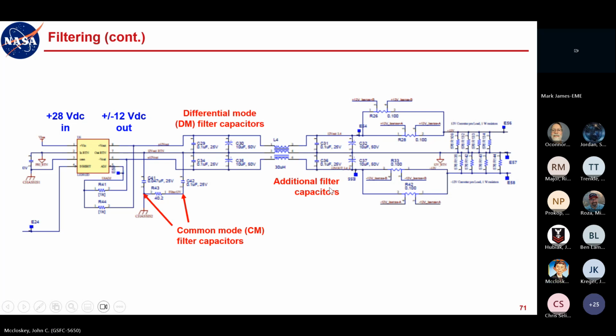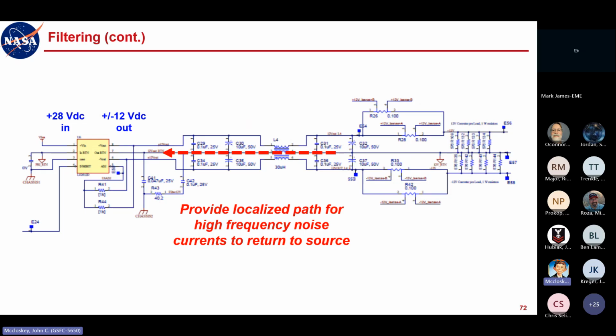So is it common mode? Is it differential mode filtering? I think it's doing a bit of both. But the real point here is that it's providing a localized path for those high frequency noise currents to return to the source. So here again, when you get back to that nonsense about current not flowing through a capacitor, I don't think any of us really believe that anymore. I just wish they wouldn't teach it that way so that we have to unlearn it.